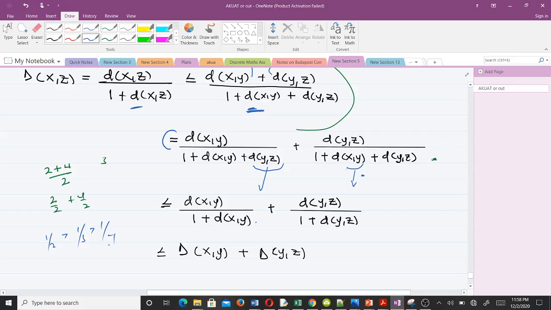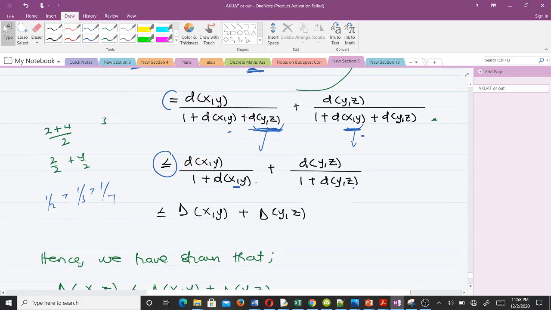So you could see that when we take away this and we also take away this, what we have here will be less than or equal to the distance between x and y over 1 plus the distance between x and y, plus the distance between y and z all over 1 plus the distance between y and z. So that's the reason why the equality sign changes to less than or equal to.